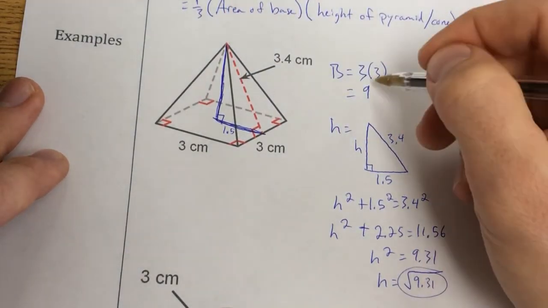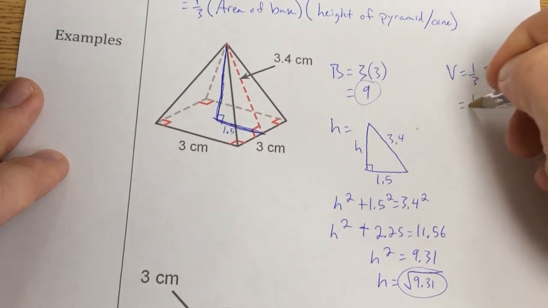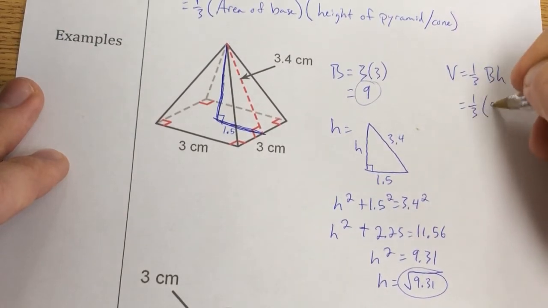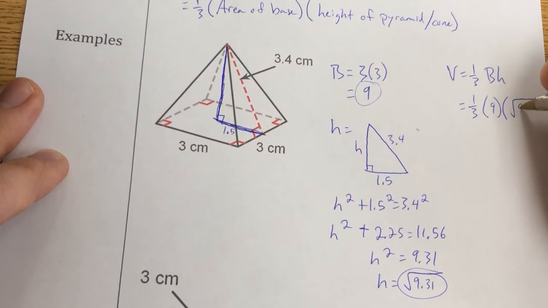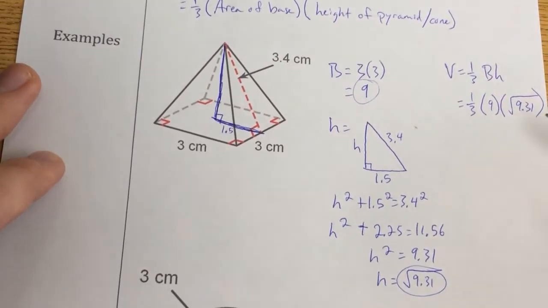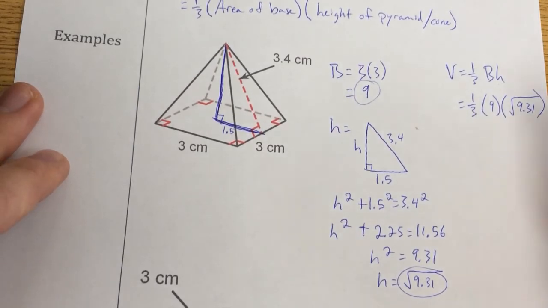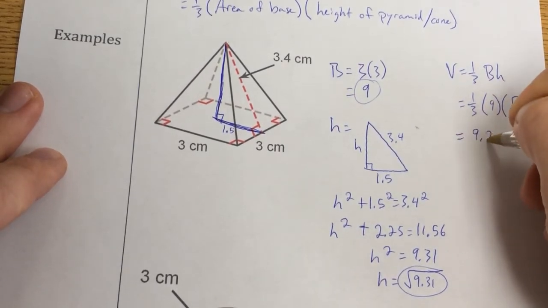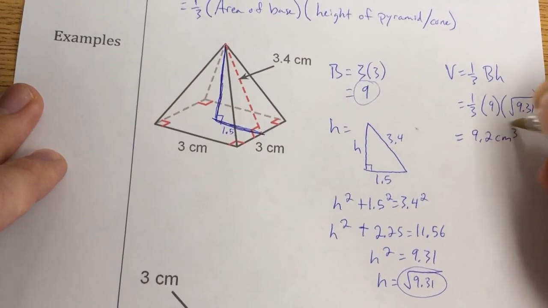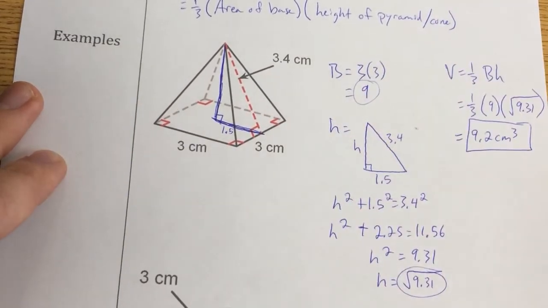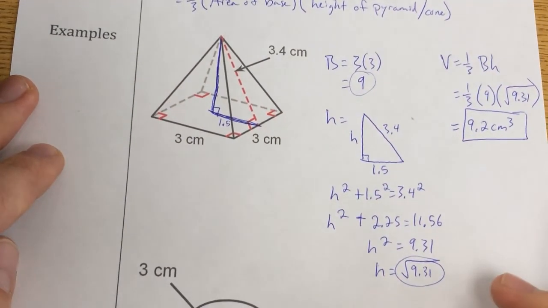So there's the height. There's my area of base. Plug them in. 1/3 times 9 times the square root of 9.31. Now in this case, I can find the area of the base times the height and then just divide it by 3 since I'm just multiplying all those together. But in the calculator, I usually type in the 1/3 times 9 times the square root of 9.31. And I get an answer of 9.2 centimeters cubed since we're still in volume. All right, pretty simple, I hope, for you to see.